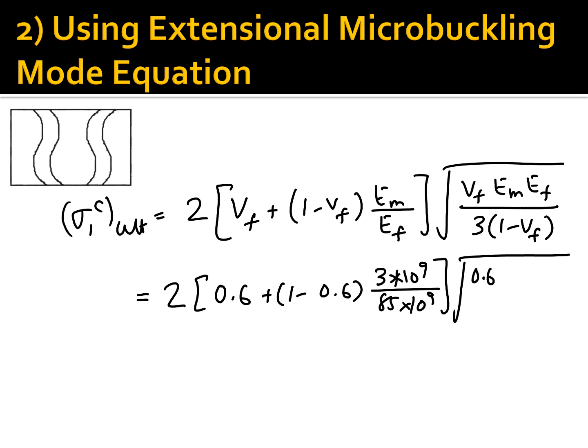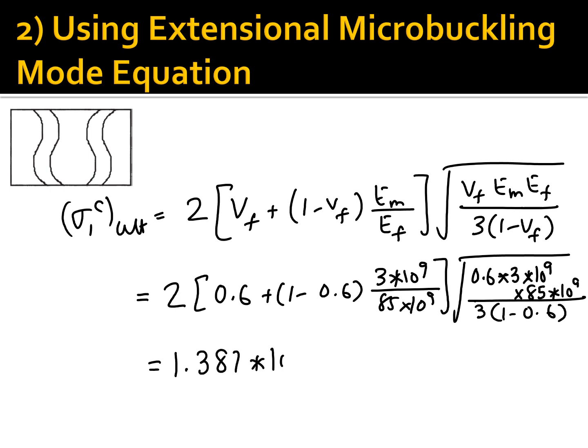Young's modulus of the fiber is 85 gigapascals. So having all these numbers here gives us 1.387 times 10 to the power 10 pascals, which is 13870 megapascals. So this is what we get from the second mode of failure. Let's go and see what we get from the third mode of failure.